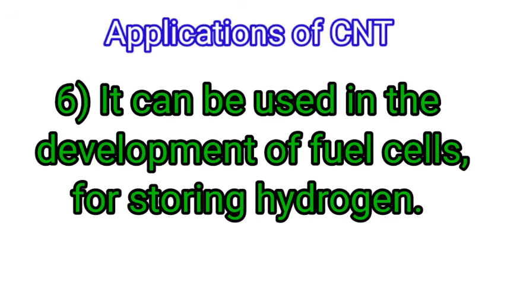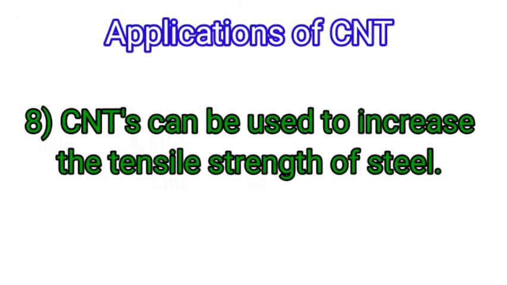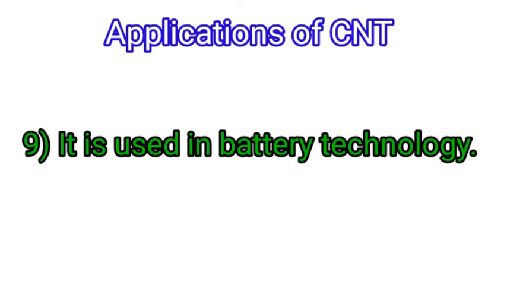Carbon nanotubes can be used in the development of fuel cells for storing hydrogen. It is used as gas sensors. Carbon nanotubes can be used to increase the tensile strength of steel. Carbon nanotubes are used in battery technology.